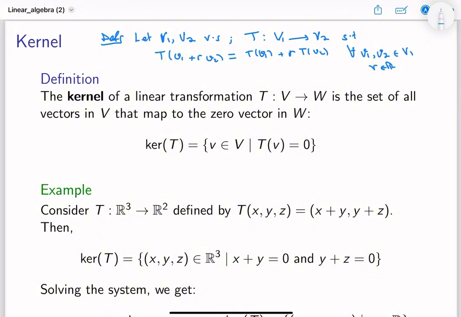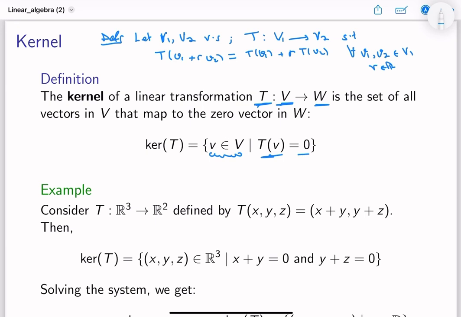So this is what a linear transformation is. Now we're going to define something called a kernel. So the kernel of a linear transformation, let's say we started with a linear transformation T from a vector space V to a vector space W, is defined as the set of all vectors whose image is 0. So it's the set of all v's in the domain such that they map to 0. This set is called the kernel.